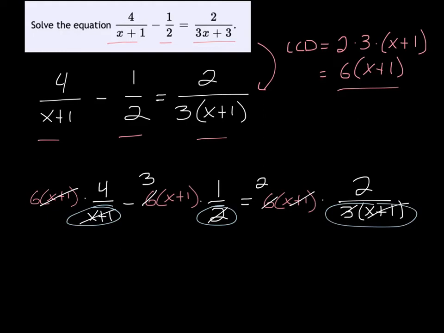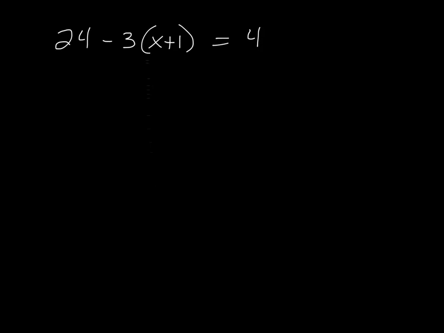So the 6 times the 4 in this first term are left, so I get a 24 from that. And then I get this negative 3 times x plus 1. And then on the right hand side of the equation, I'm left with just 2 times 2 for a 4. And this equation here now has exactly the same solutions as the original equation, outside of excluded values that we'll talk about in a second. But all I need to do is just solve this equation now.